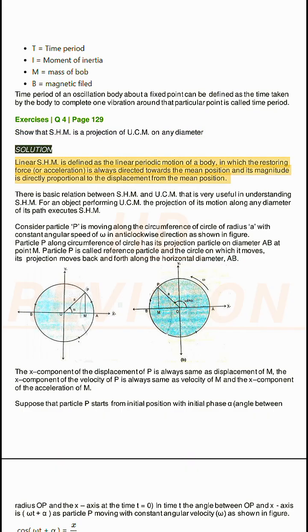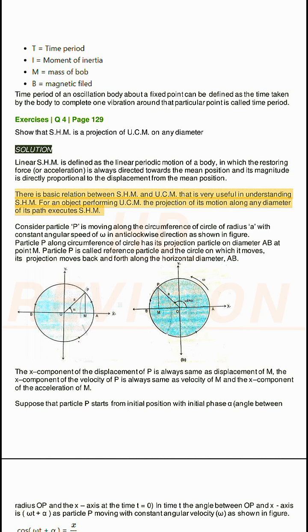Linear SHM is defined as the linear periodic motion of a body, in which the restoring force, or acceleration, is always directed towards the mean position and its magnitude is directly proportional to the displacement from the mean position. There is a basic relation between SHM and UCM that is very useful in understanding SHM.